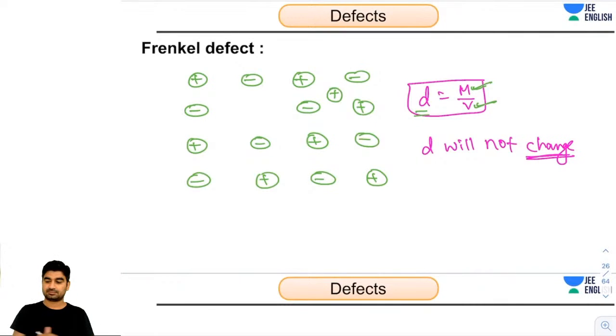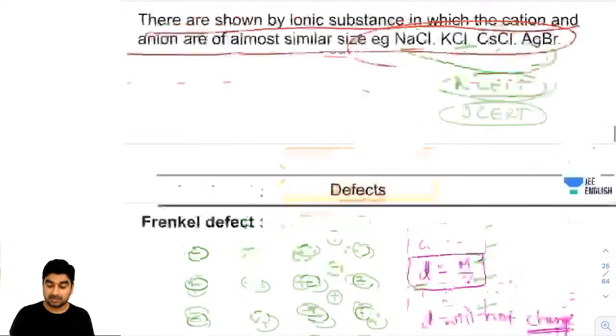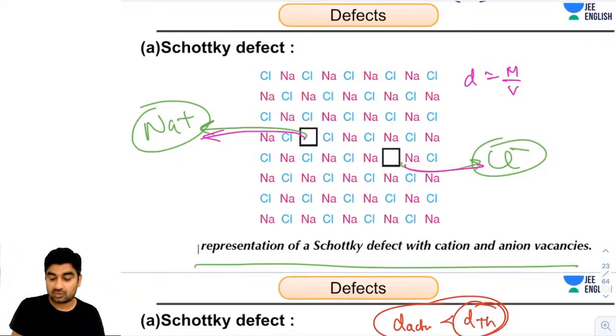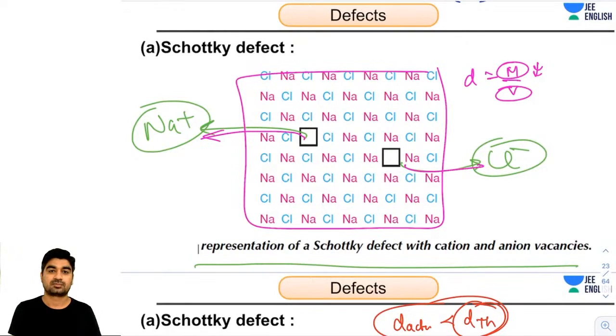Okay, guys. Any doubt? Density will not change. Okay, I'm again telling you. In the previous case, what was happening? This Na plus was leaving the crystal, and this chloride was also leaving the crystal, and the mass of the crystal is due to these ions only. So density was mass by volume. Because ions were leaving the crystal, mass was decreasing, but volume remained constant. So I was saying the density will decrease in Schottky defect.